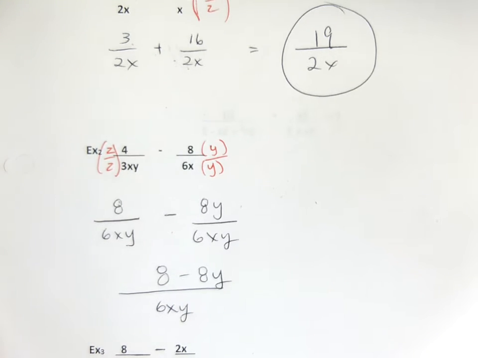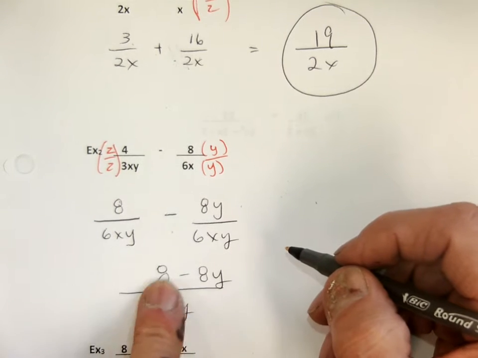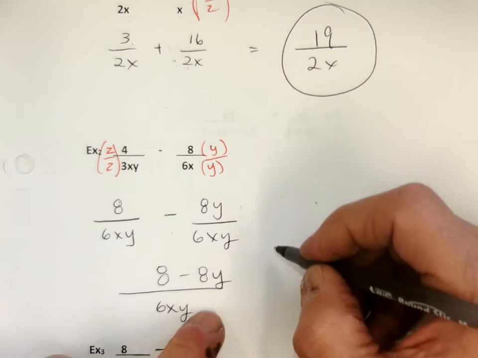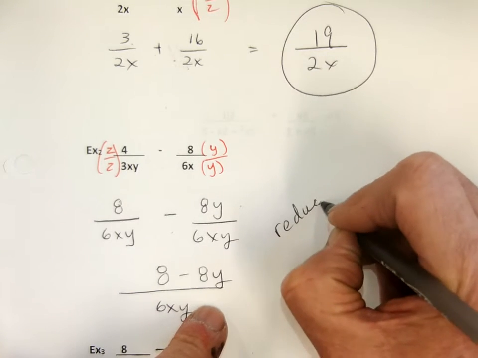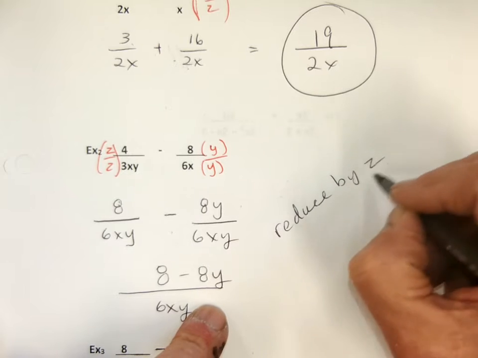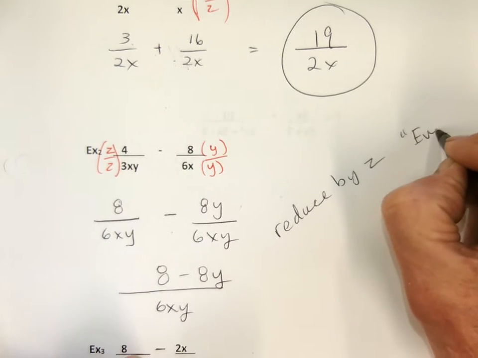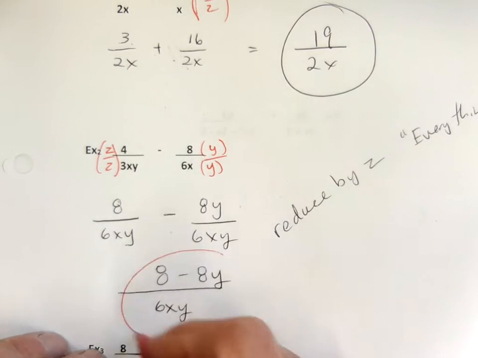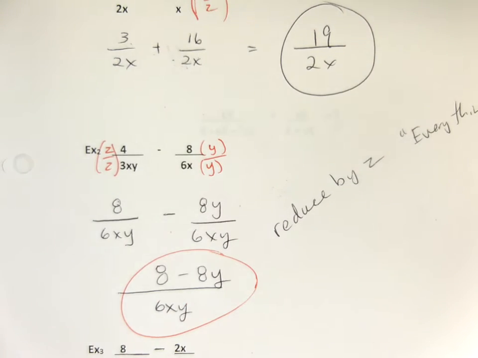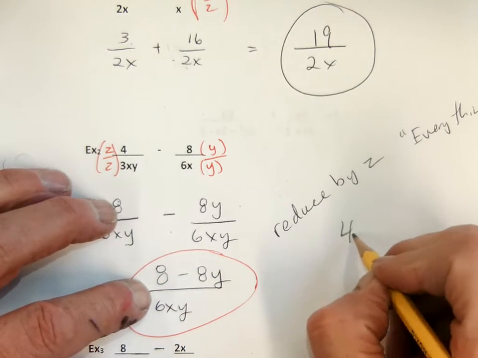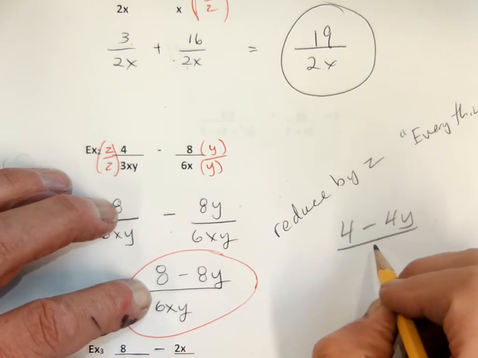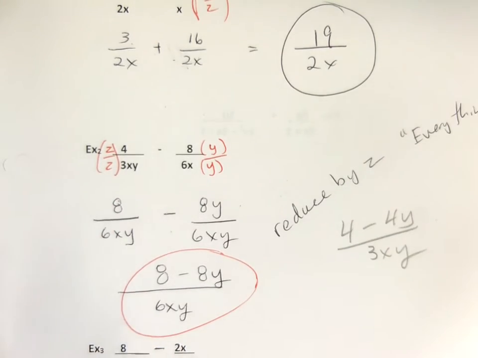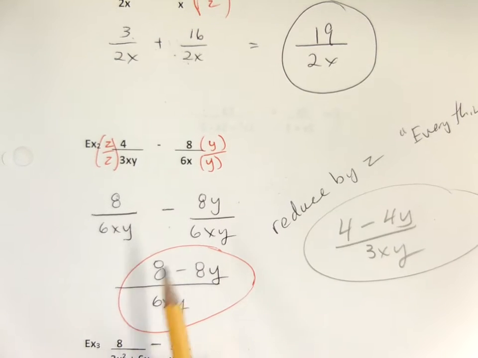We could reduce everything by 2. So I would take this answer. I would not mark this wrong. But I could reduce by 2. Everything. I'm going to reduce everything by 2. Okay, so I would take this answer. I'm okay with this answer. But I might take it a step further, and I might write it as a 4 minus a 4y over a 3xy, okay? That's a better answer for me. I would take this answer, okay?